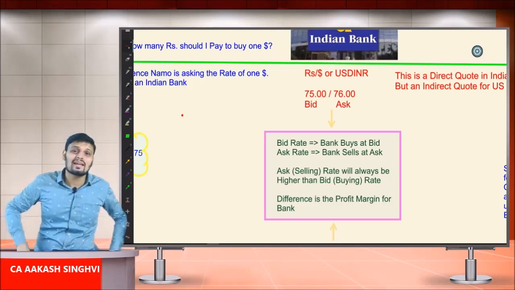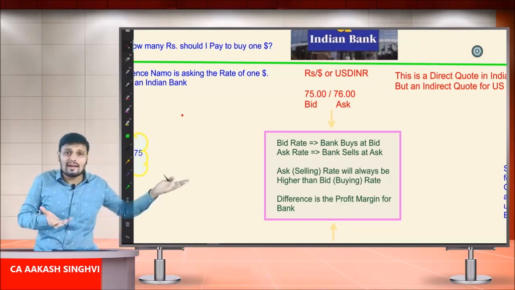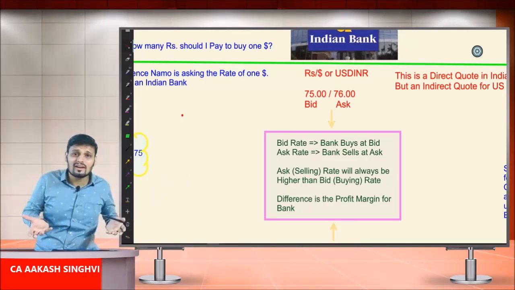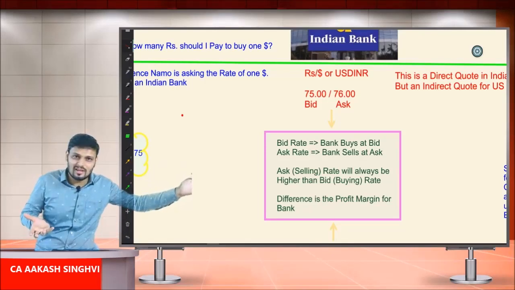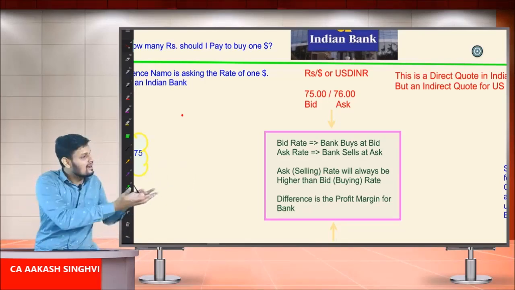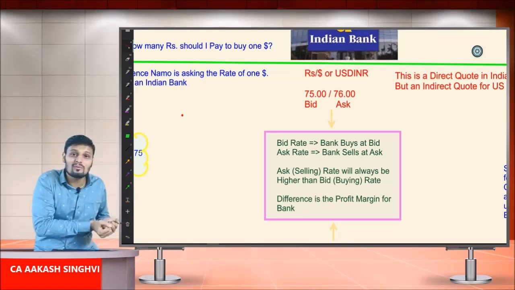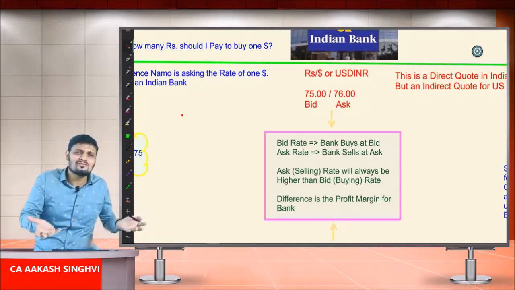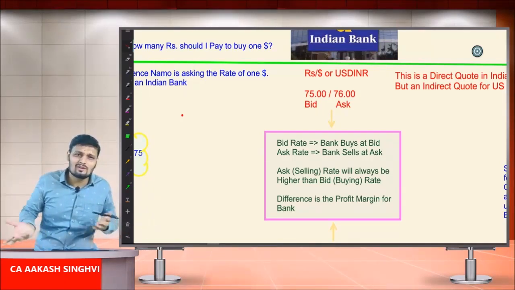Alternatively, bank can also buy dollars from another bank. Obviously that is also possible, right? Another bank is having dollars with them. We will approach them. We will tell, hey bank, give me dollars. I want to buy it from you. So there are multiple options for a forex dealer to buy and to sell, right?